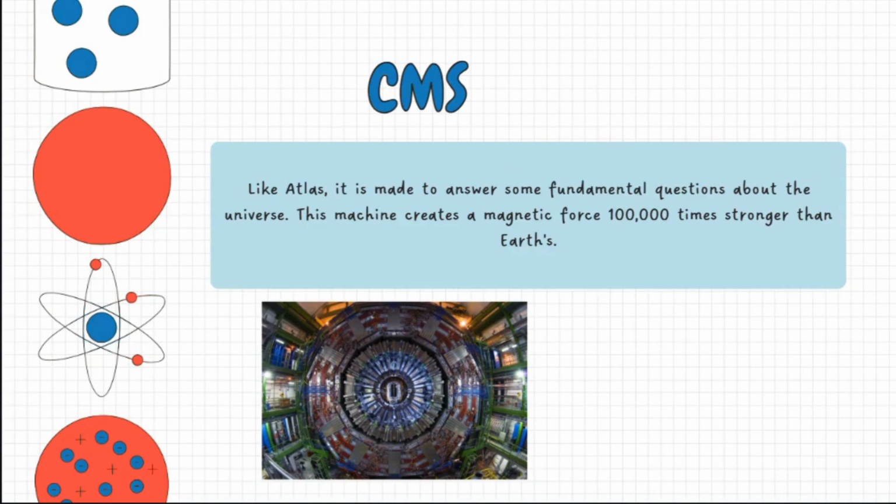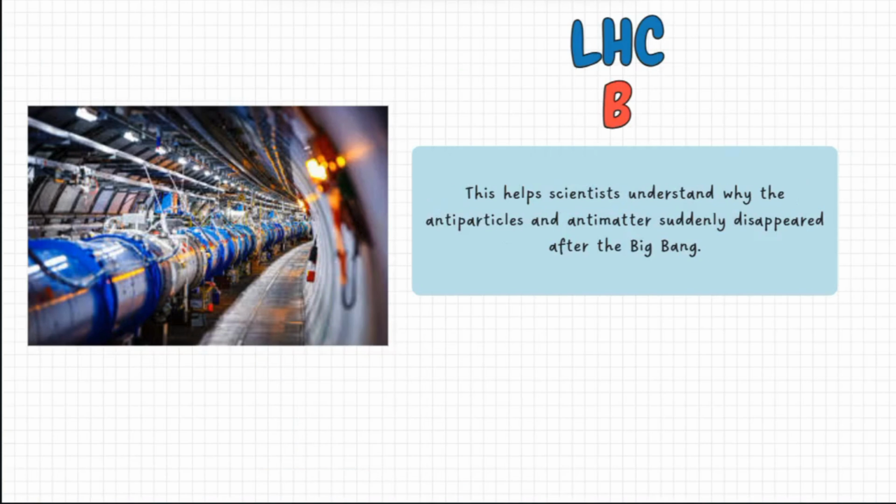CMS, like ATLAS, is made to answer some fundamental questions about the universe. This machine creates a magnetic force 100,000 times stronger than Earth's. LHCb helps scientists understand why the antiparticles and antimatter suddenly disappeared after the Big Bang. They recreate the conditions by sucking out all the air from the tunnel.